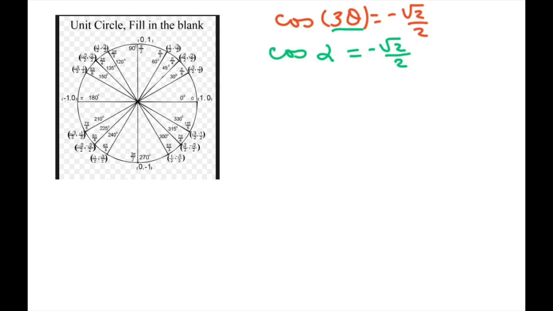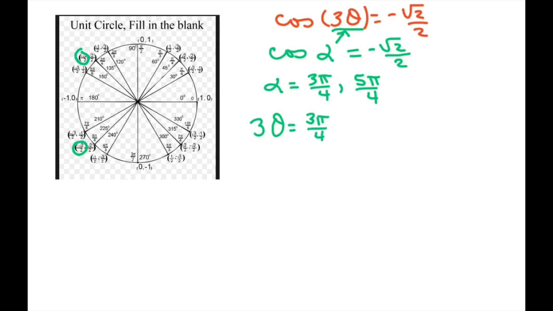We know cosine is negative in quadrants 2 and 3. So that's going to be at 3 pi over 4 and 5 pi over 4. But my alpha really is 3 theta. So I'm going to set 3 theta equal to 3 pi over 4, and then I'm going to add the period 2 pi. I'm going to put the k for the number of times I have to keep adding the 2 pi.